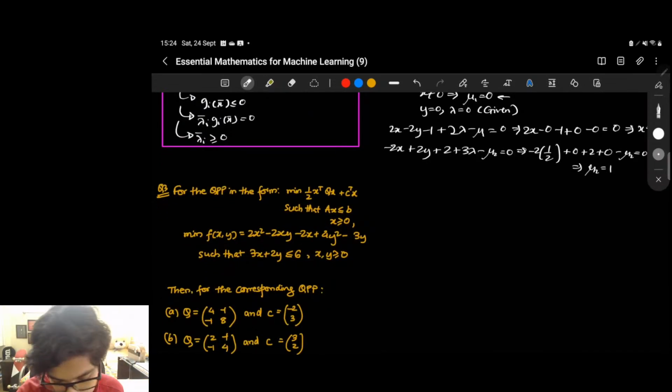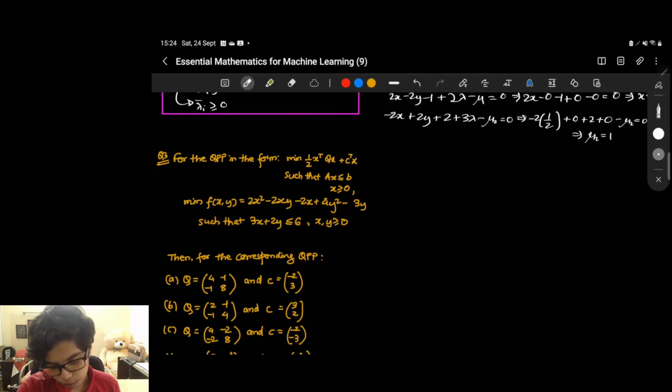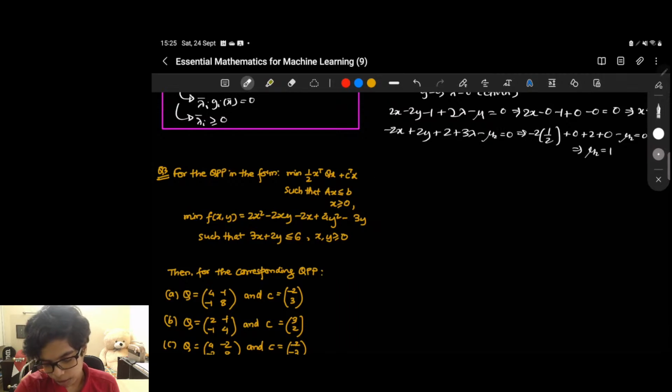So let's move ahead. Yeah, so here we have a QPP in this form, minimizing half x transpose Qx plus c transpose x such that Ax is less than equal to b and x is greater than equal to 0. So we are also given this function. So this is the general form of a QPP, and we are given that QPP is minimizing f(x,y) equal to 2x squared minus 2xy minus 2x plus 4y squared minus 3y such that 3x plus 2y is less than equal to 6 and x and y both are positive.